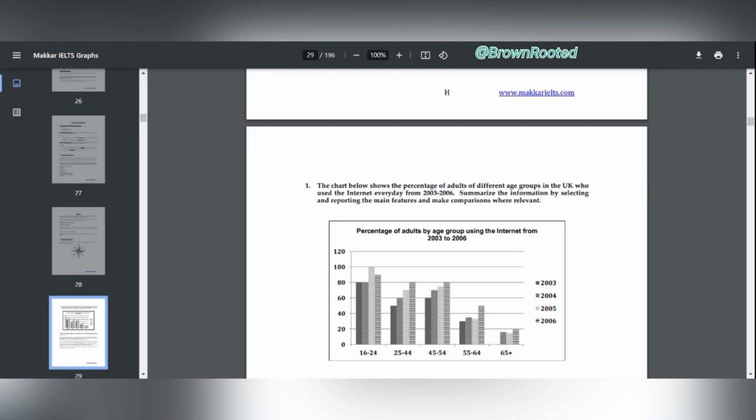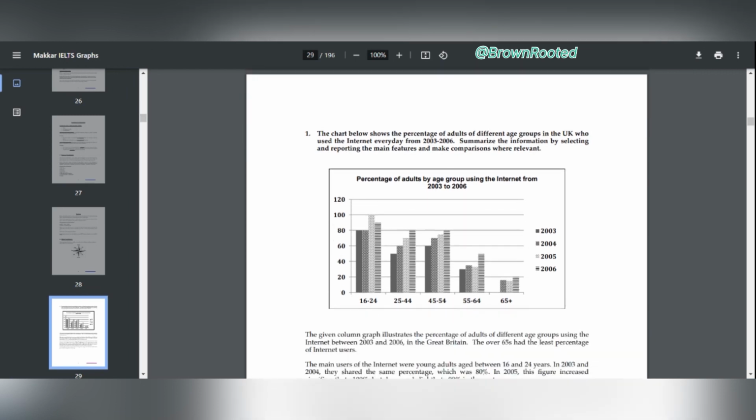So now I will go over this. It's going to give you a question like this on the screen and have the graph underneath, describing what the situation is and what they're asking from you. The chart below shows the percentage of adults of different age groups in the UK who used the internet every day from 2003 to 2006. Summarize the information by selecting and reporting the main features and make comparisons where relevant.